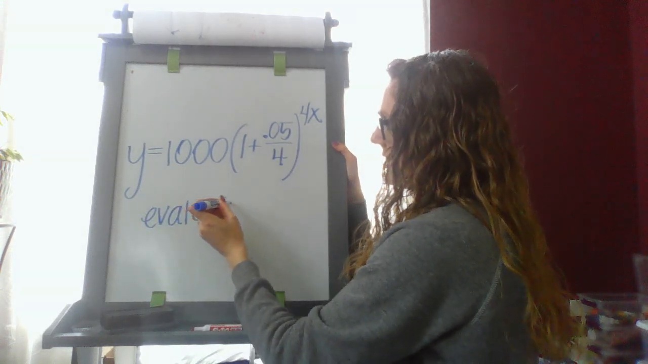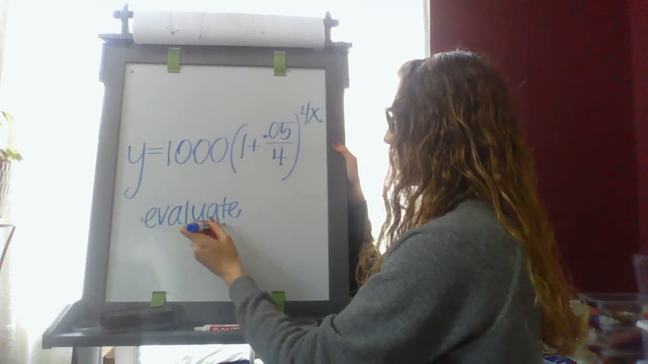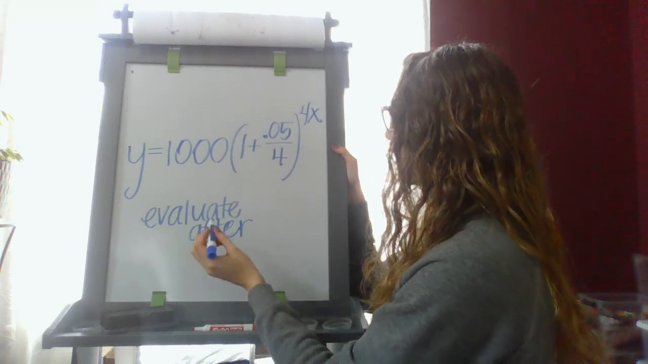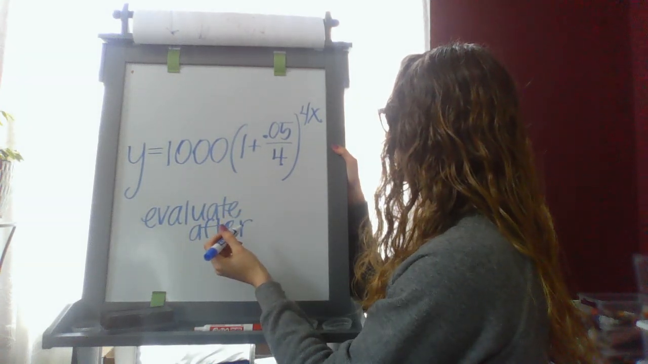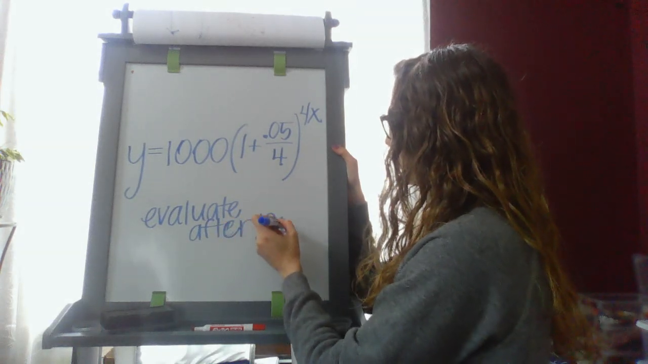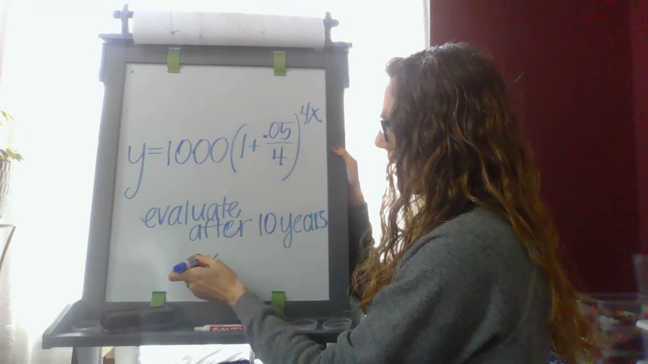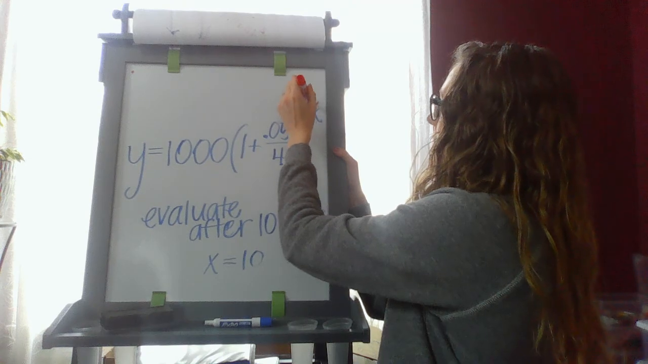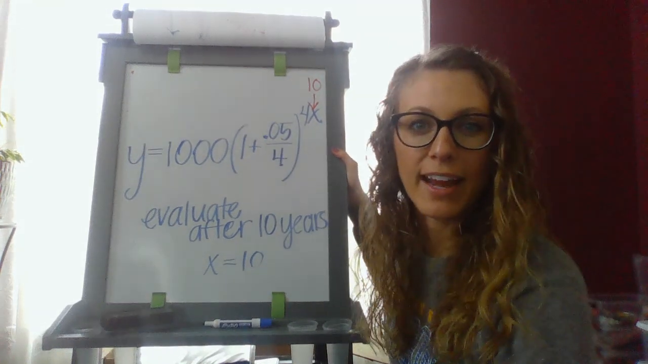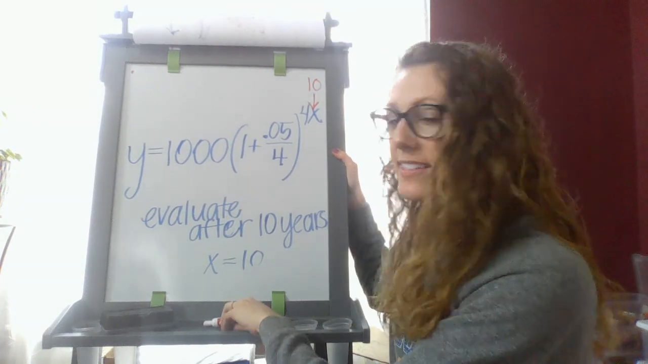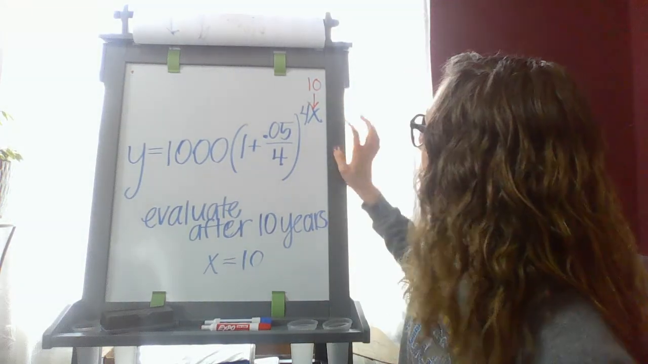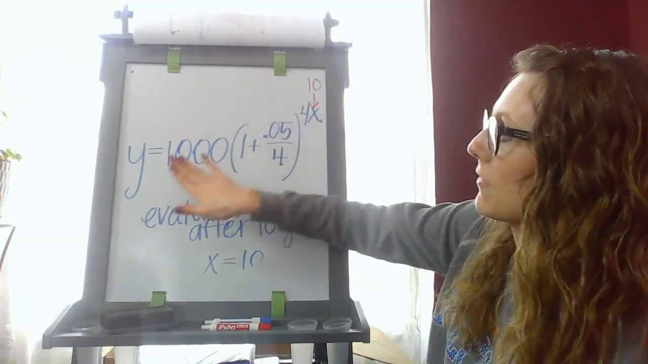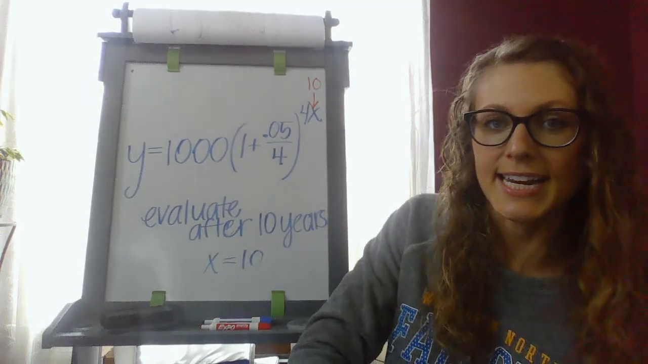Let's say we evaluate after, how long do we want to look at? Let's say 10 years. So when x equals 10, we're going to try putting x equals 10 right here. What is that going to make our exponent now? You can multiply that. That is the only thing I'd probably do in my head, is multiply what those are. So we're going to have an exponent of 40, and we're just going to try to type this in to find out what our y value would be, or what our ending amount would be.